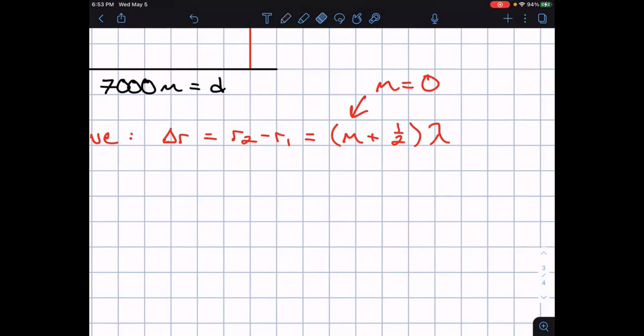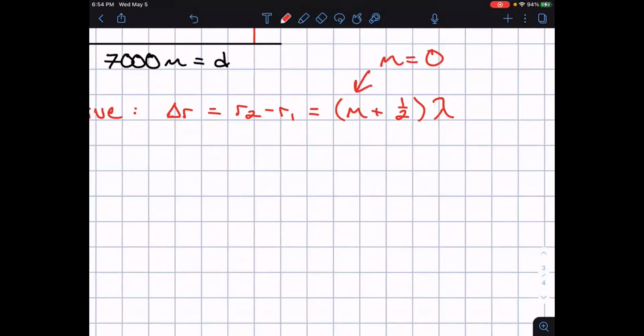So really just to simplify our process here, I'm just going to plug in m equals 0, because it would be the same if I plugged in anything else. So I have delta r, what I'm looking for, is equal to 1/2 lambda. And you guys being the bright students that you are, realize at this point we don't have a lambda. We don't have a wavelength of light.